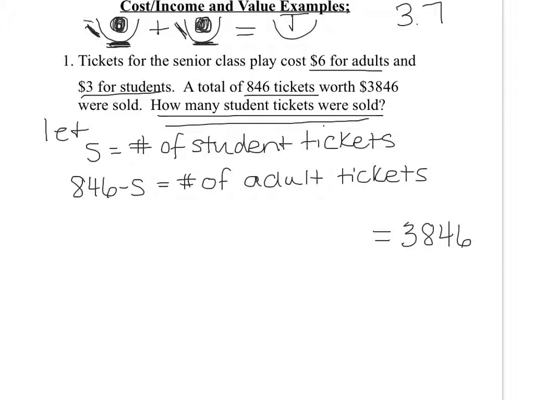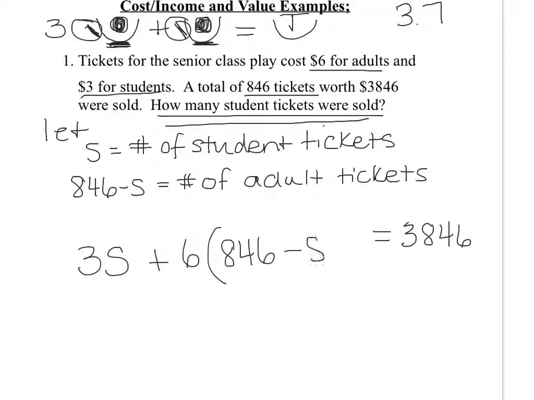Those are our let statements. Now we have to talk about the cost part. Well, the cost of each ticket, the student dollars, is 3, so on this side of our bucket would be a 3, and then we would multiply them to get 3S plus adult tickets are $6, so 6 times (846 minus S). And there's my equation. Remember, I've got a multiplier and the let variables.